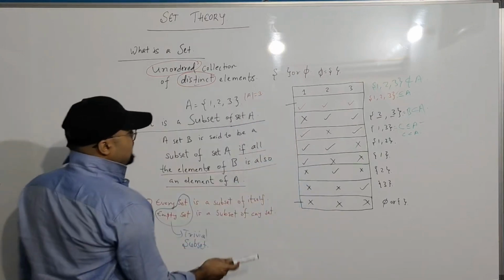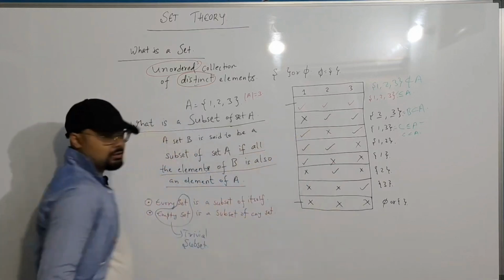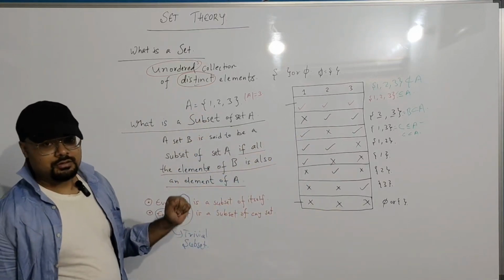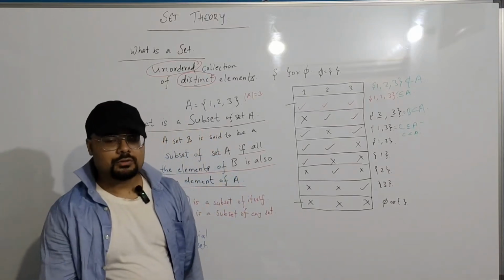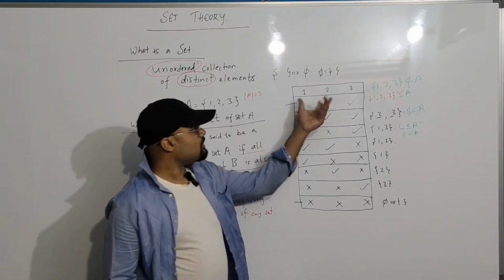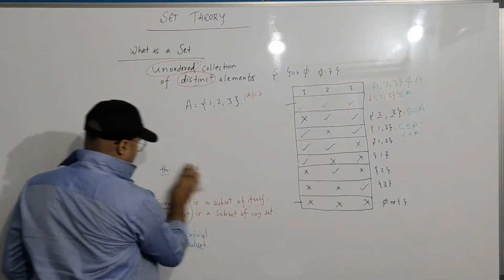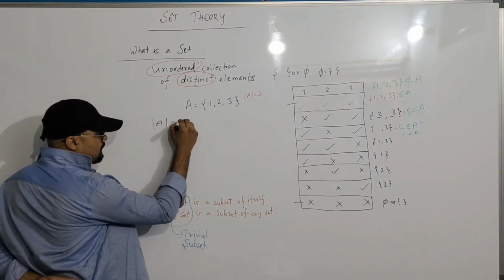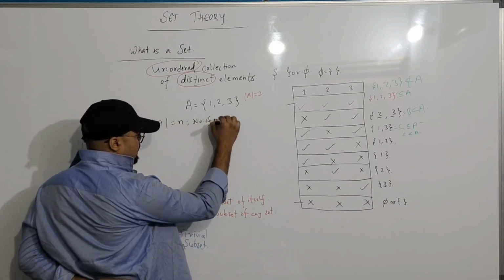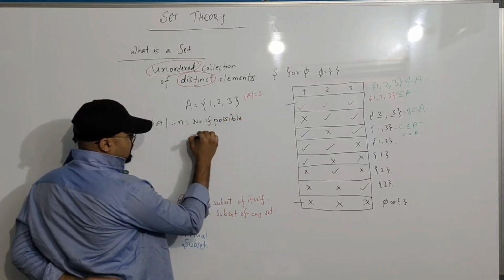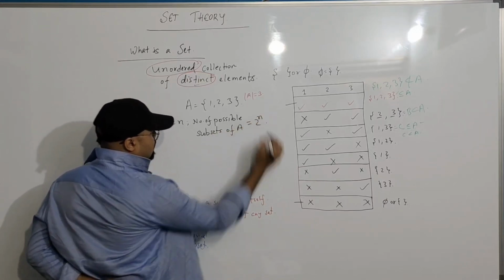As you can see, for a given set of length 3, the total number of subsets possible is 8. If the size of the set is n, if the cardinality of the set is n, then what is the total number of subsets possible? It is going to be 2 to the power n, because that is how many combinations are possible. So if the cardinality of A is n, the number of possible subsets of A is equal to 2 to the power n.